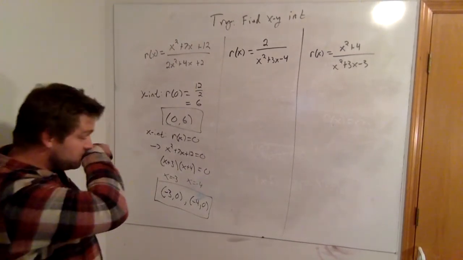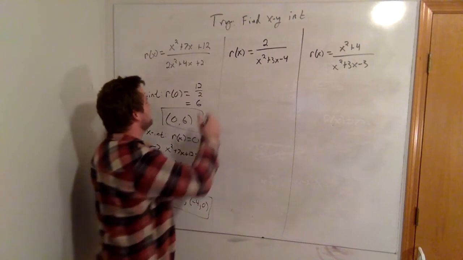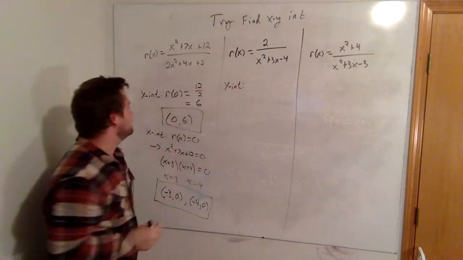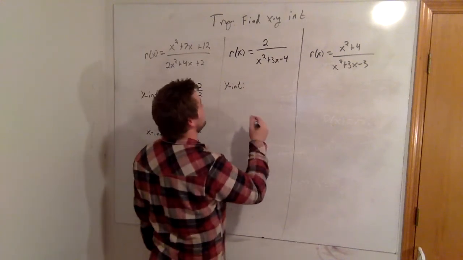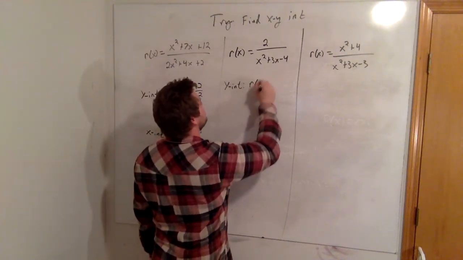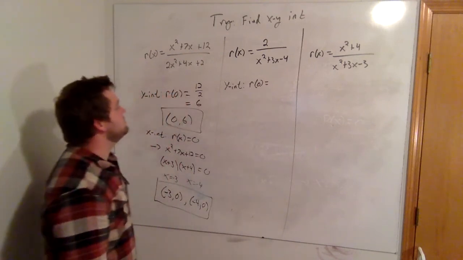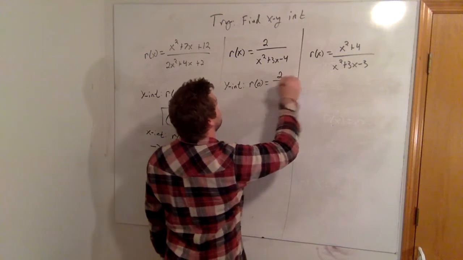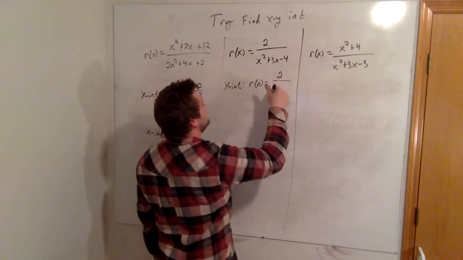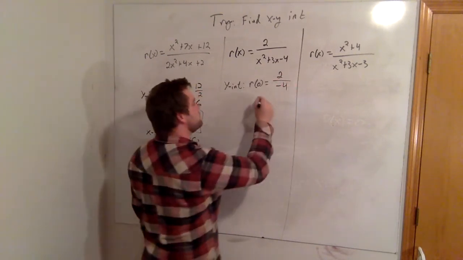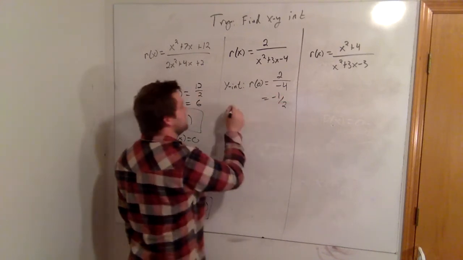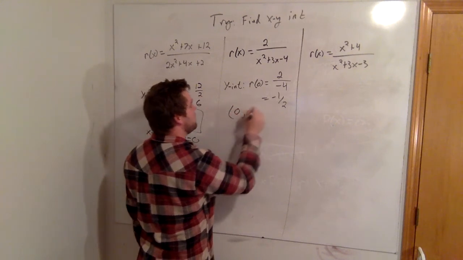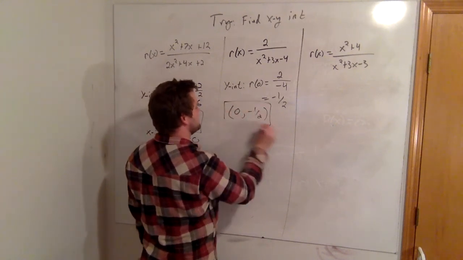Okay, let's do this next one. Let's first find the y-intercept. The y-intercept happens when I plug in 0, so let's find r of 0. I'm going to get a 2 all over, the x squared gets killed, the 3x gets killed. It's just going to be 2 over negative 4, so I get negative 1/2. So the y-intercept here is the point (0, negative 1/2).